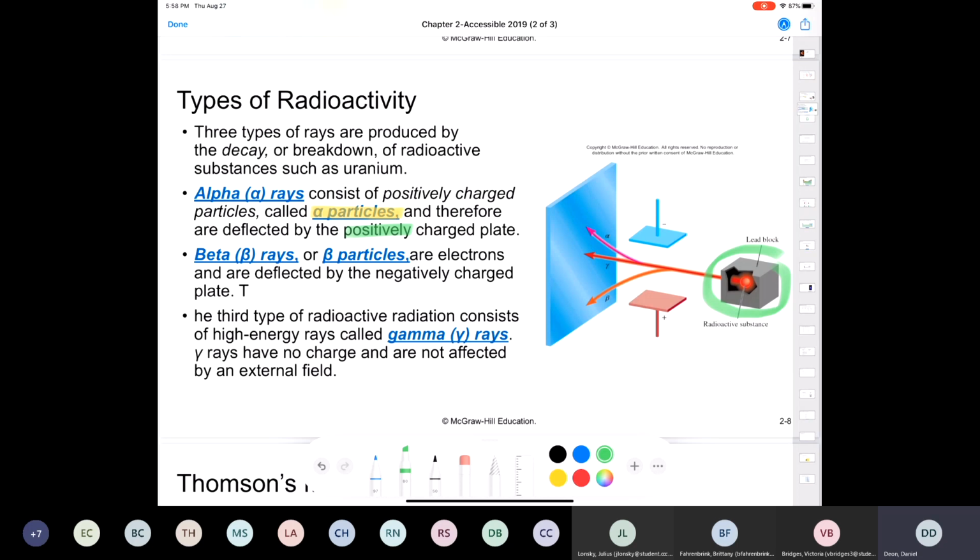A beta particle, you don't even really have to worry about that tonight, but I'll tell you that a beta particle is negatively charged, and you can see how the beta is attracted to the positive electrode. And then the third type of radioactive radiation consists of high energy rays called gamma rays. Gamma rays have no charge and are not affected by an externally applied electric field, and you can see that manifested here. So let's get back to brass tacks here and talk about the alpha particle, okay?